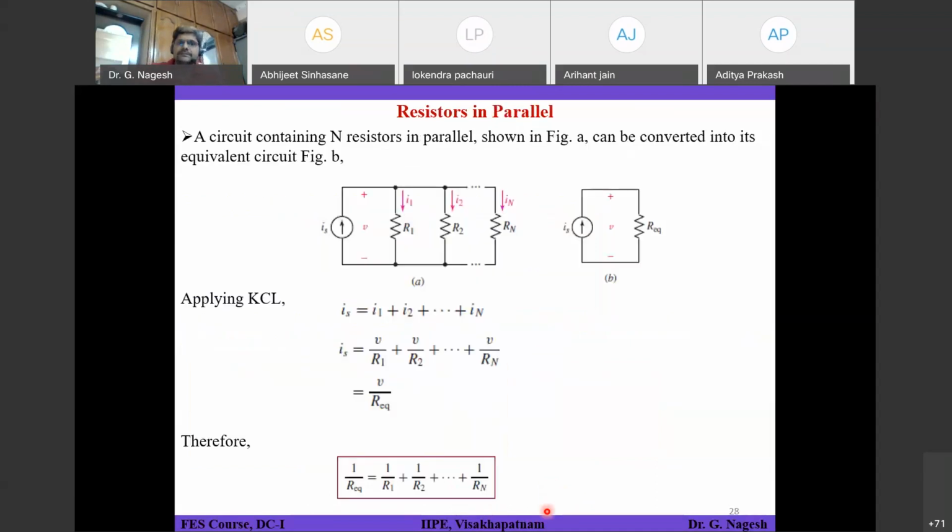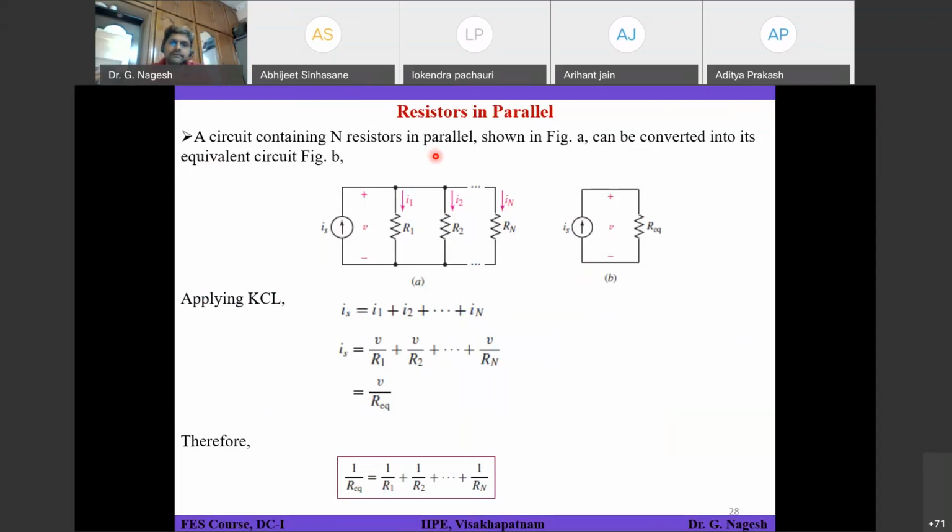So next we will see resistors in parallel. What does this mean? If there are n number of resistors connected in parallel, how do we transform them into an equivalent form? That we are going to see. A circuit containing n resistors in parallel, as shown in figure A, can be converted into the equivalent circuit shown in figure B.